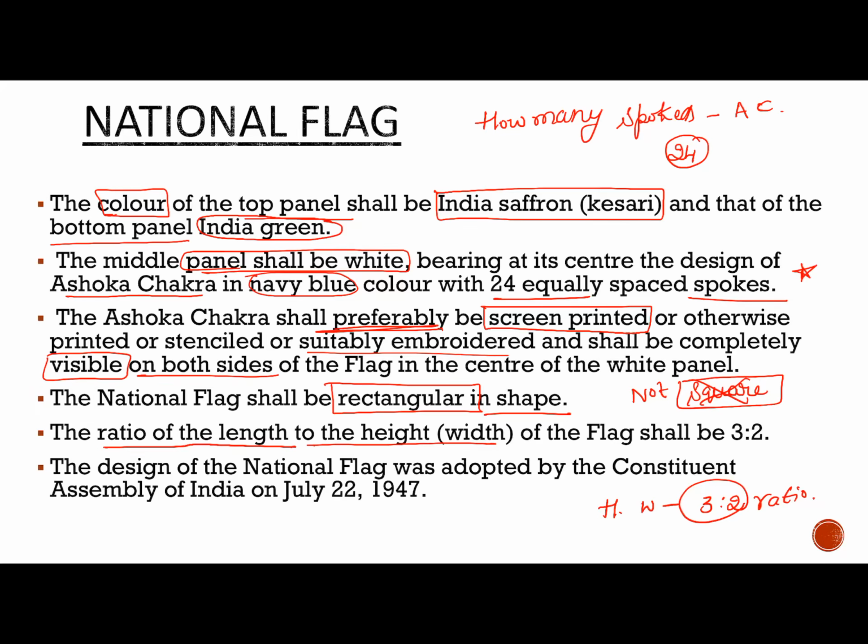The design of the national flag was adopted by the Constituent Assembly on July 22nd, 1947. This is before our independence. Before our independence, we decided which flag has to be hoisted on the day of independence. So the date is 22nd July 1947.